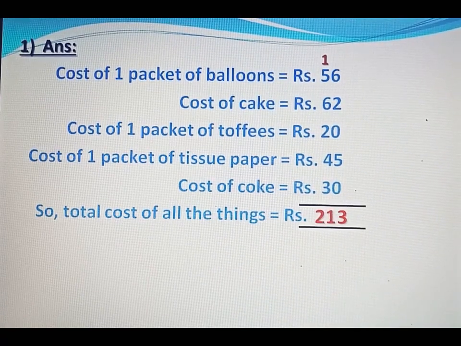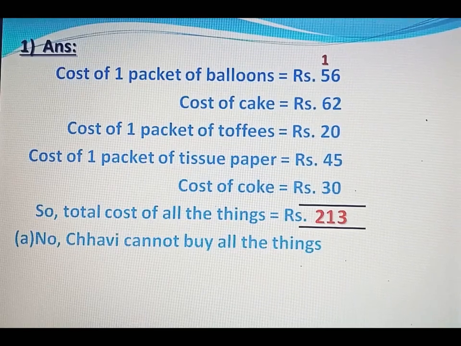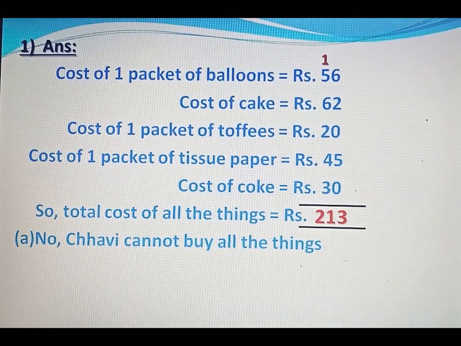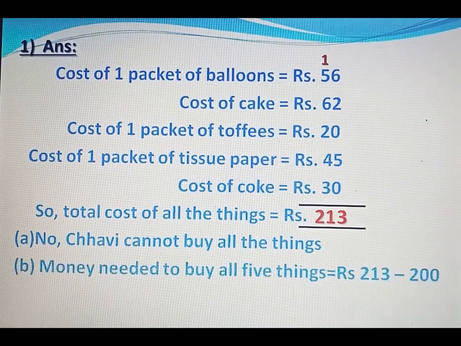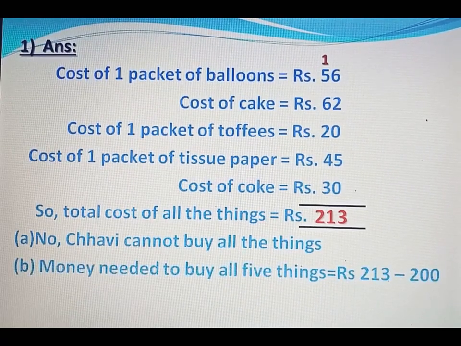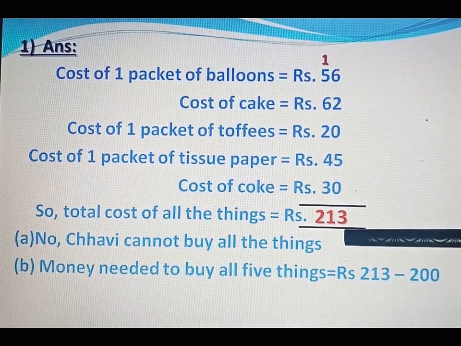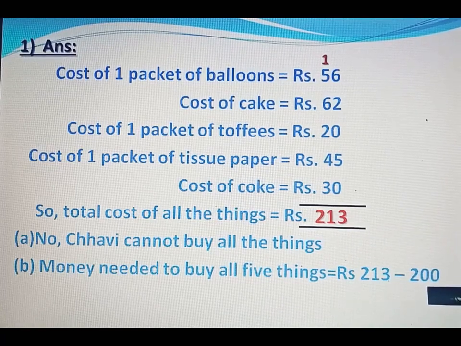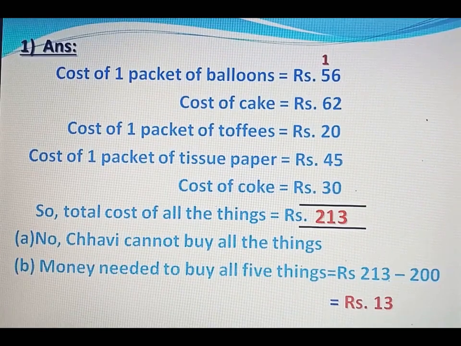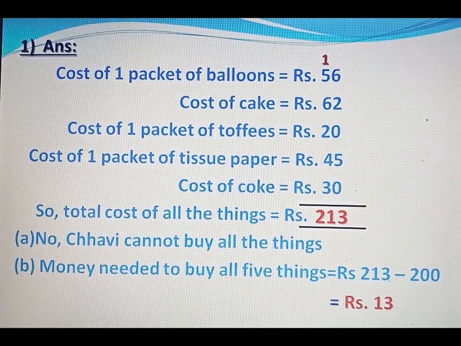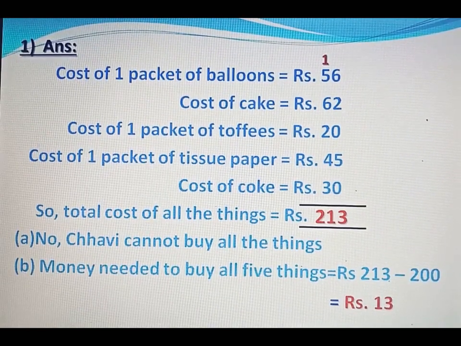A part, no, Chavi cannot buy all the 5 things as Chavi had only rupees 200. B part, how much more money does she need to buy all the 5 things? Money needed to buy all the 5 things is the total cost, this is 213 minus 200 which she had. So rupees 13. So rupees 13 more are needed to buy all these 5 things.